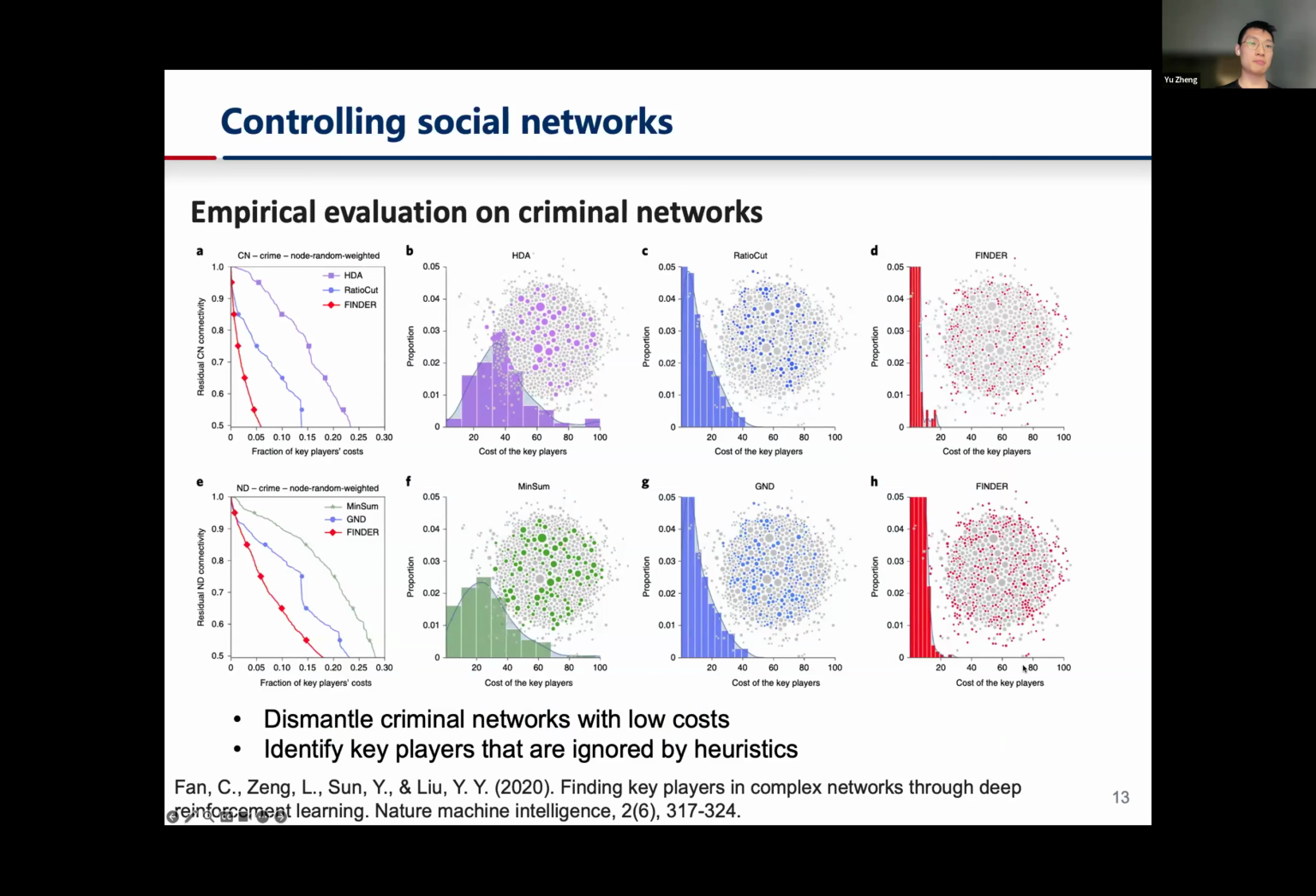And we can see some empirical evaluation on real-world criminal networks. You can see that the FINDER approach leverages reinforcement learning, which can dismantle criminal networks with very low cost. And we can also visualize the identified key players, which are largely ignored by baseline heuristic methods.